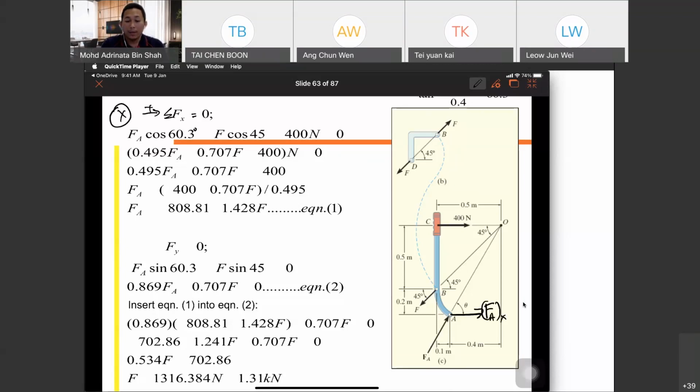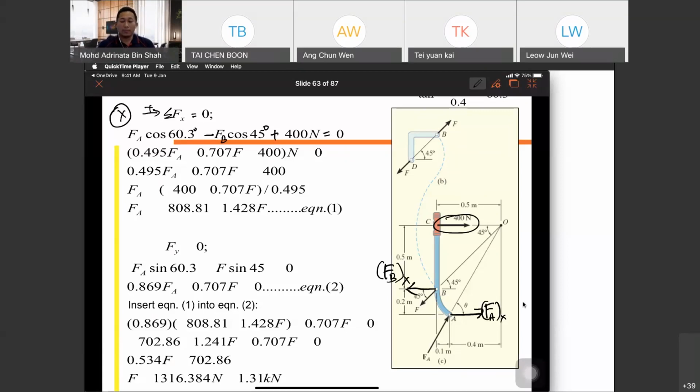And then you have another x, FB in x direction. It is in a negative x direction, so it is minus FB cosine 45 degree. And the last one, you have positive 400 Newton in x direction, equals to 0.